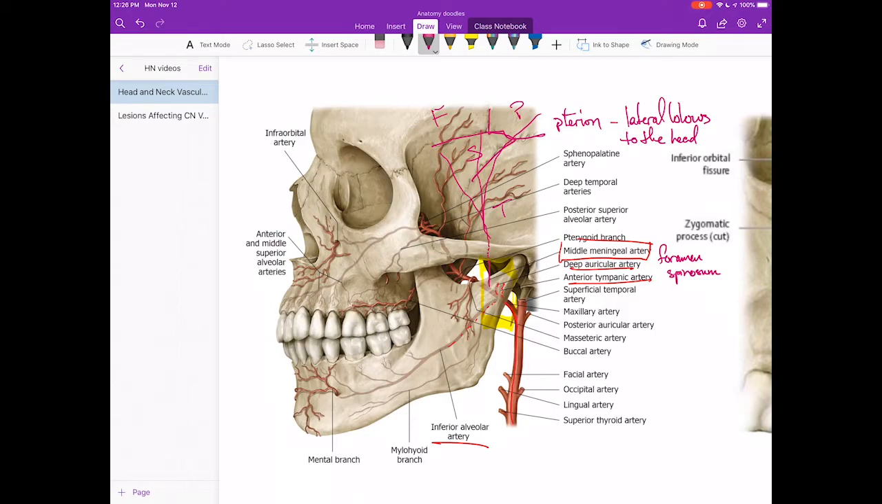This artery travels between the skull and the periosteal or endosteal dura. There are different names for that dura. And so if the artery is severed, the bleed will happen between the dura and the bone, and we call that an epidural bleed, or epidural hemorrhage.